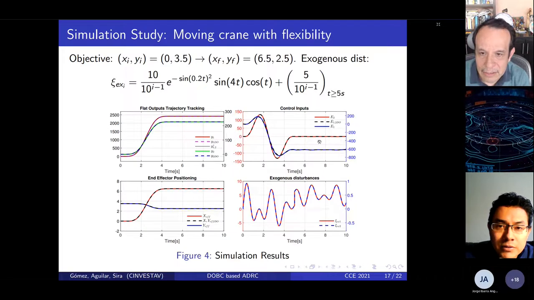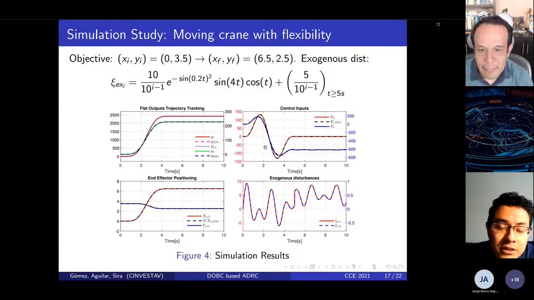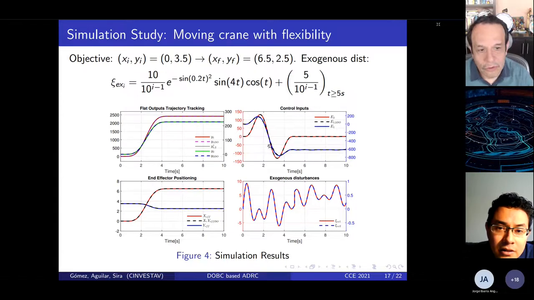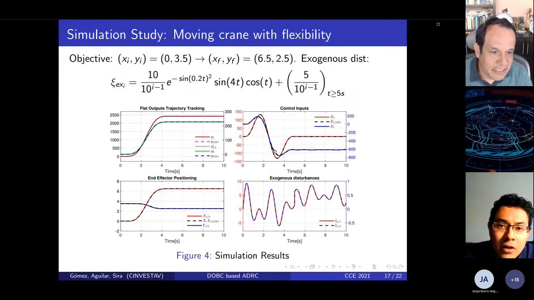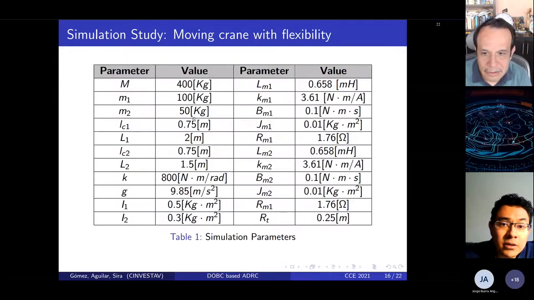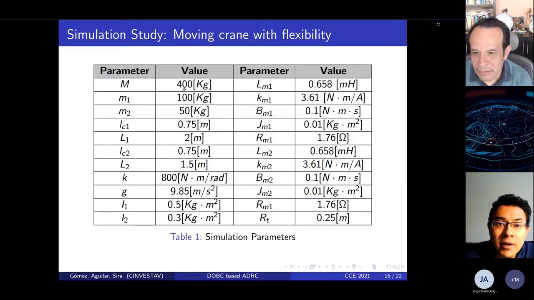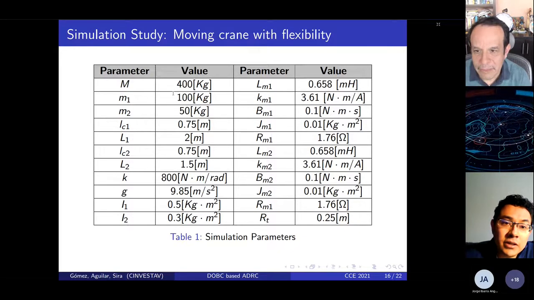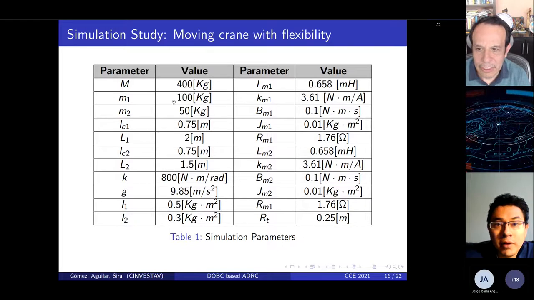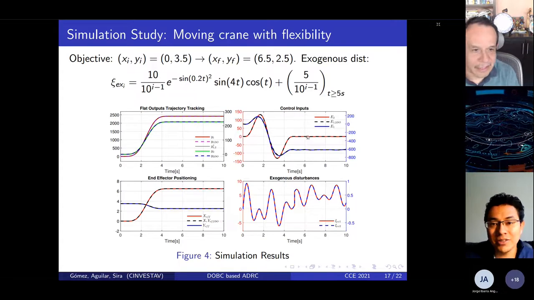In control inputs? Uh-huh. What is the question specifically, sorry? Are they too big or not, or are they normal? So are these values normal or not? Okay, sorry. Yes, it's normal. Here in the parameters, we can see that we have a mass M of 400, a mass M1 of 100 kilograms, so they are high values. They are in the range.